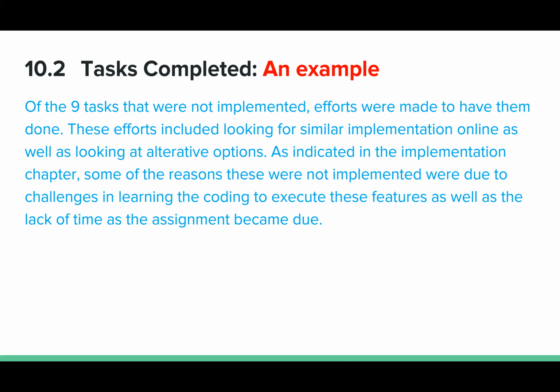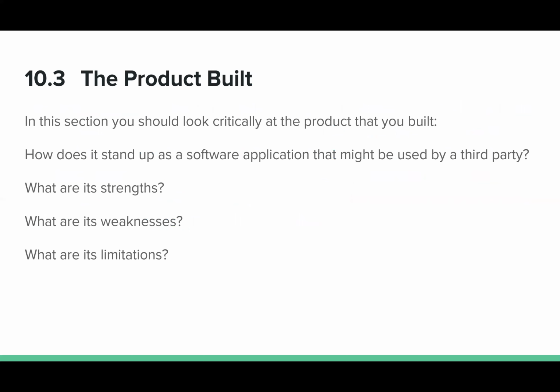So we've covered the 3 points that were mentioned, right? In terms of the product built now, discussed here, I want you to critically evaluate the product. While you might big up your product, also recognize the shortcomings, the drawbacks. And it's okay to be honest about the drawbacks. How does it stand up as a software application that might be used by a third party? What I mean by that is, if, for example, I were to purchase your software to use, is it ready to be used commercially, or is it still lacking a lot?